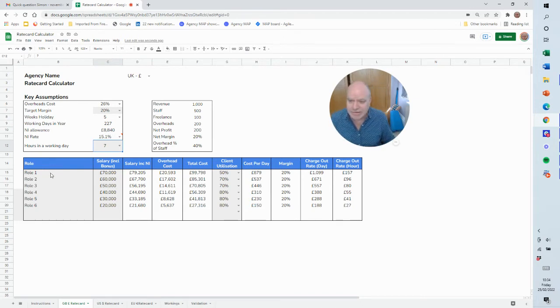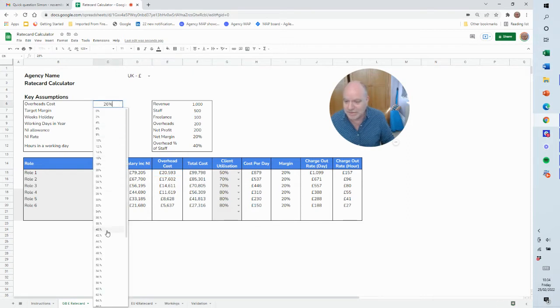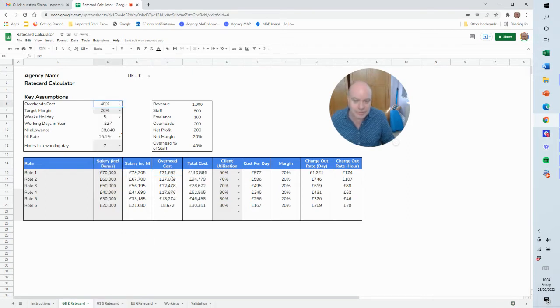So in here we have a number of roles, let's say 70 down to 20. Salary costs, so don't forget national insurance, because you can see it makes a big difference. The overhead cost at 26%, which is a strange figure. Let's say we go back to 40%, it goes up, so we've got more overheads to cover. So the total cost of employing this person in this role is not just 70,000; it goes up to 110,000 because we have to cover national insurance, we have to cover overheads.